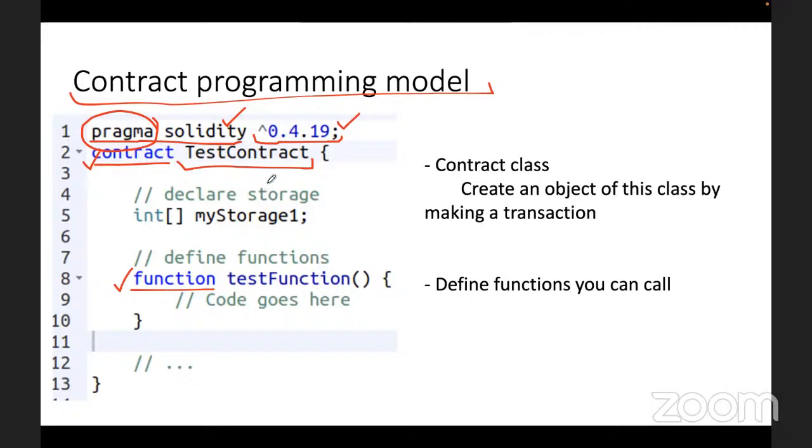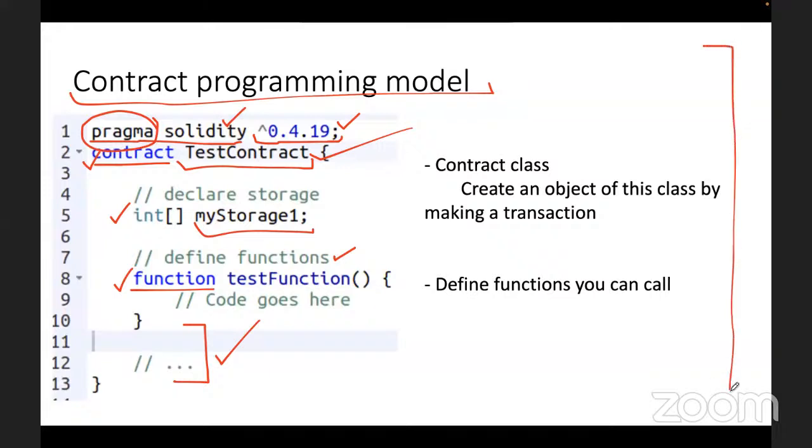Then I have to declare the storage, because once I have created an object of this class. What is the name of my class? The name of my class is test contract. Now I have defined a variable, let's say an integer. My storage is a kind of variable. Next we need to define certain functions that you want to call. Test function is a function that you want to call, and under that function, whatever statements you want to write, flexibility is available. You can write that many statements.